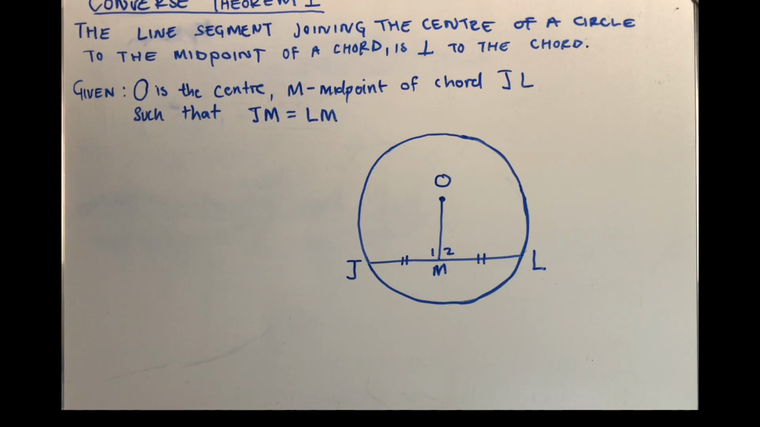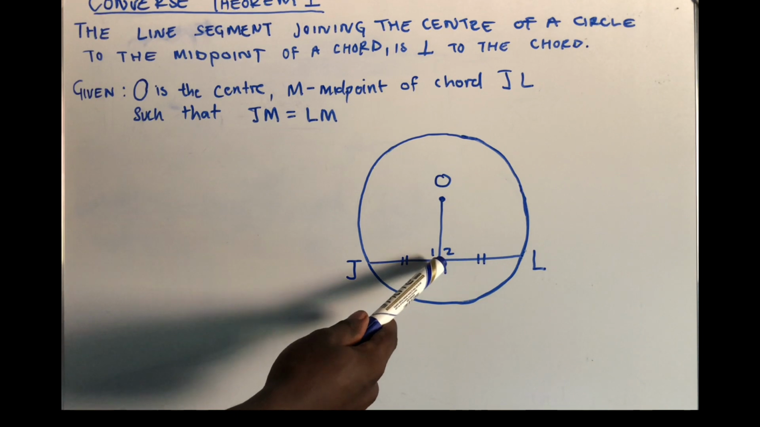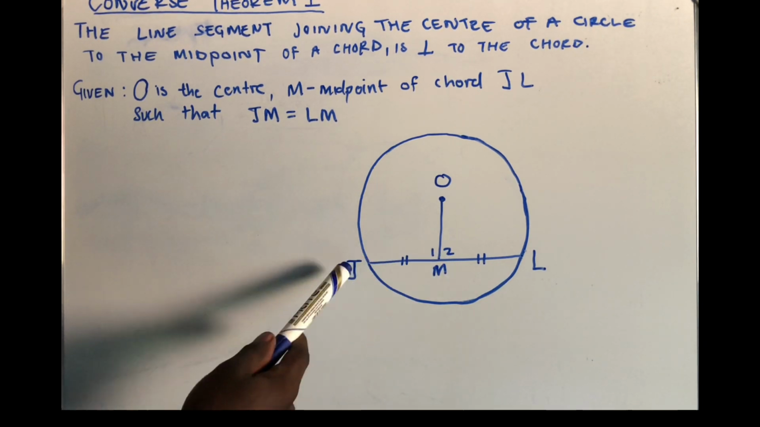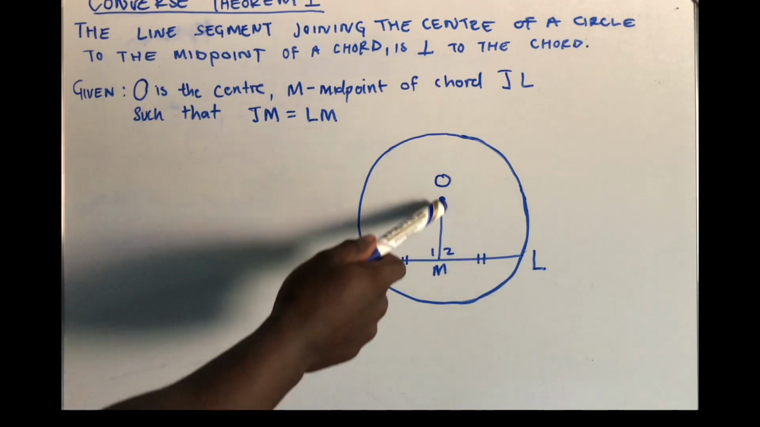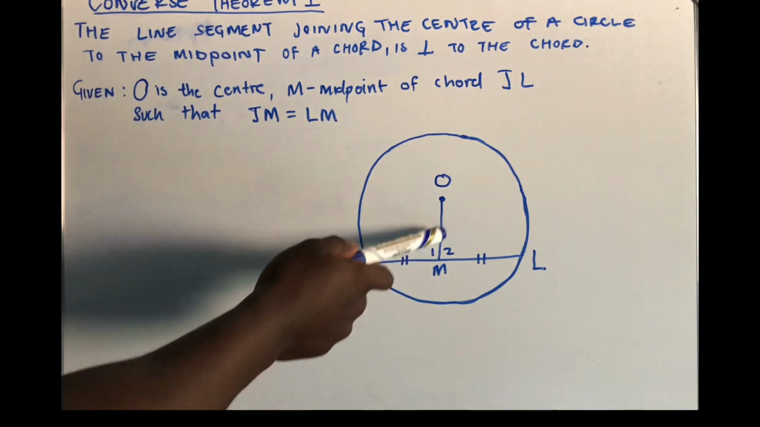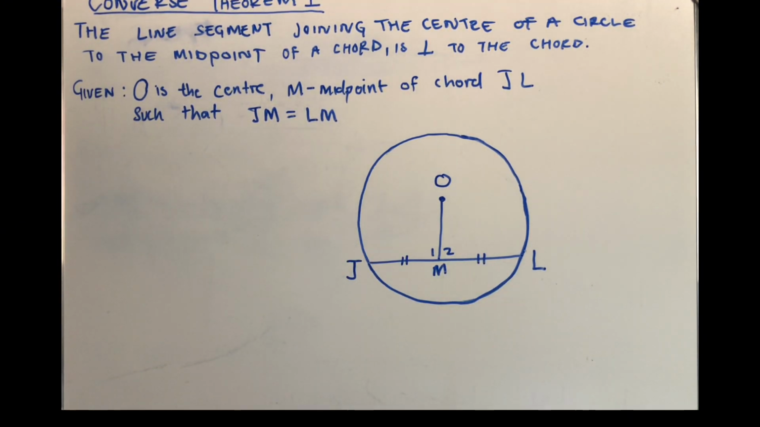So let's get into this Converse of Theorem 1. The statement that we have here says that the line segment joining the center of a circle to the midpoint of a chord is perpendicular to the chord. They are basically saying that if you draw a line from the midpoint of a chord, you see JL is a chord, to the center of the circle, that line is perpendicular to the chord. So this is what the statement is basically saying.